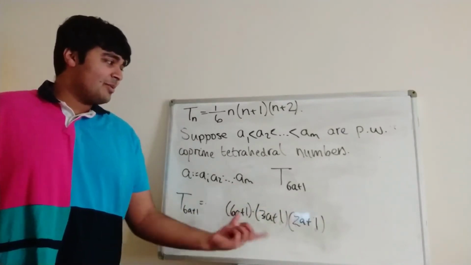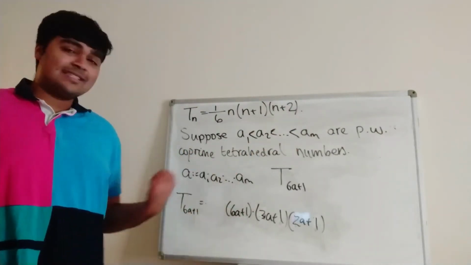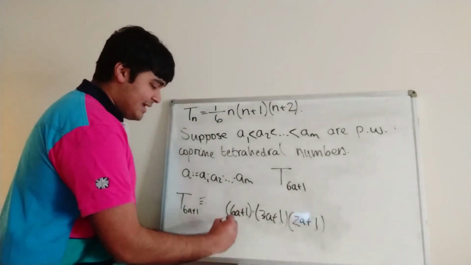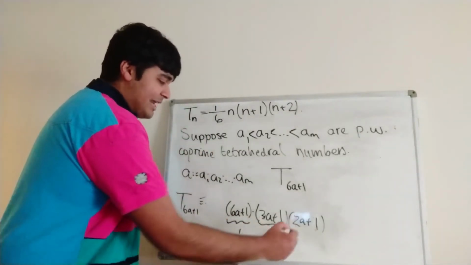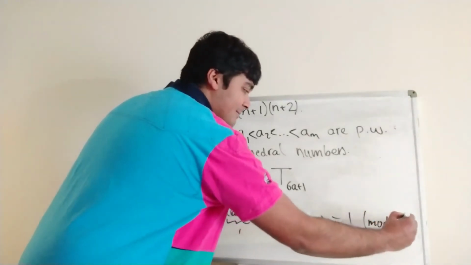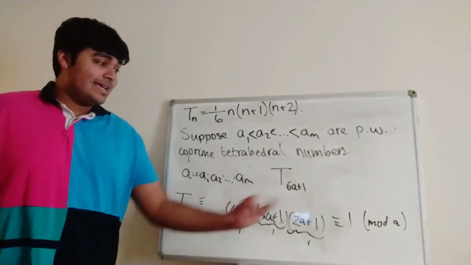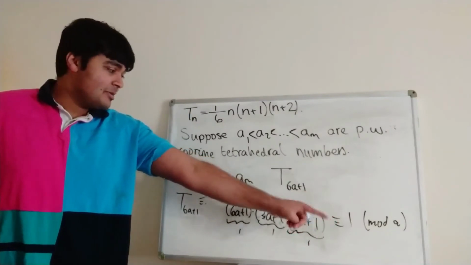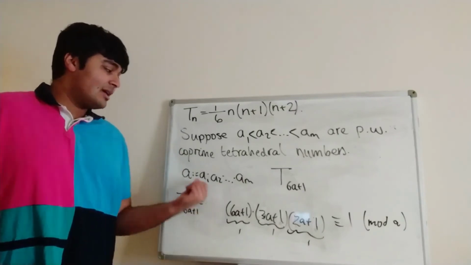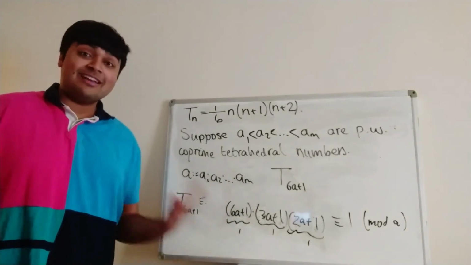But remember, we want to show that this is coprime to each of the ai. Notice, if we consider both sides mod A, then each of these factors is just 1 mod A. So all in all, this is just 1 mod A. So certainly T_{6A+1} is coprime to A, but remember A is just the product of all the ai, so T_{6A+1} must therefore be coprime to each of the ai as well. And that solves our problem.